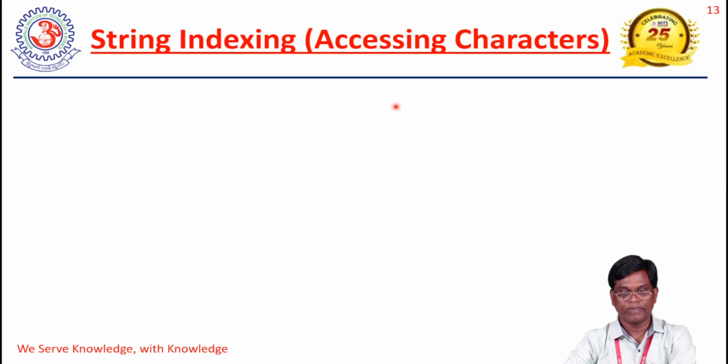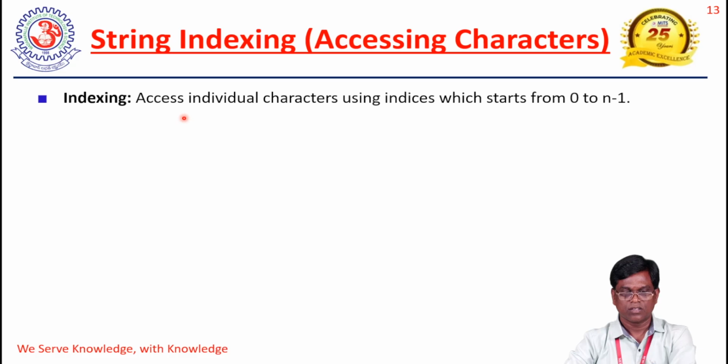So next we will discuss how to access characters from the string. For that we are going to use the index. Indexing means, if you want to access individual characters from the string, we use this particular notation. The index starts with 0 and it will go up to n minus 1. The individual characters are accessed by specifying the corresponding index for that character within the string.